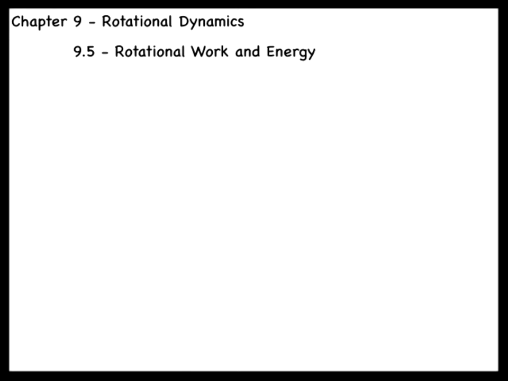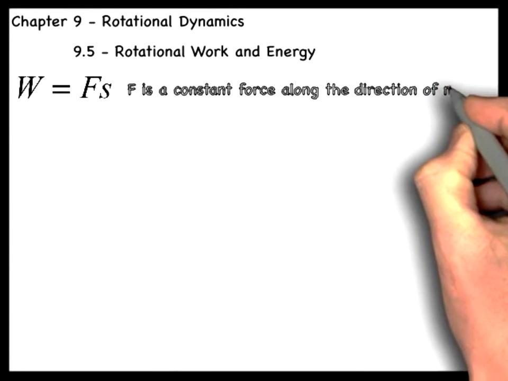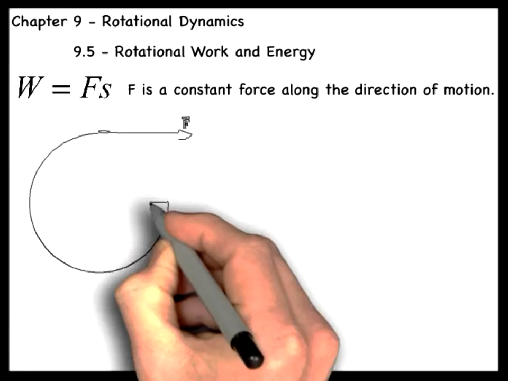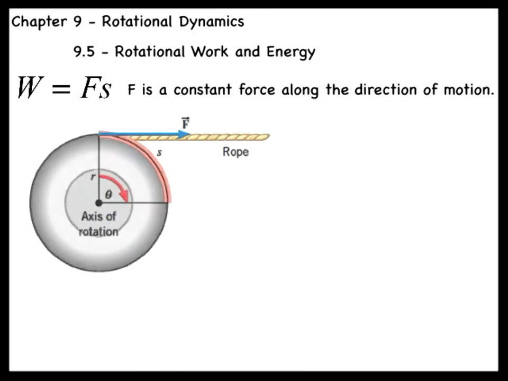In Chapter 6, we defined the work done by a constant force as W equals F times s, where F is the magnitude of the force that points along the direction of the displacement. Let's rewrite this expression in terms of angular variables by considering the following situation. A constant force F is applied to a rope attached at a point P on the outer edge of a wheel with a radius r, causing it to rotate. As the wheel rotates through an angle theta, point P sweeps out an arc length distance s.